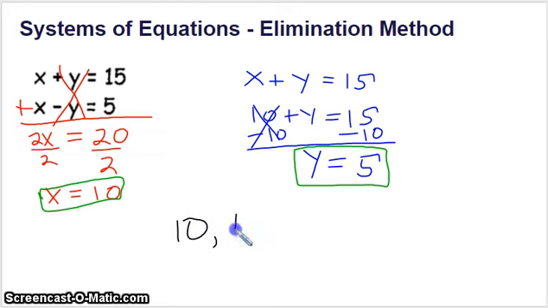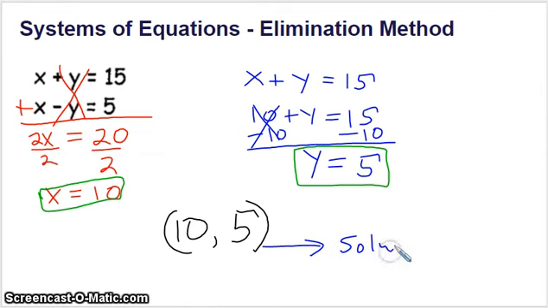10, 5. There it is. That is our solution. We just used the elimination method to do this. As you can see, in the graphing method, it worked out nicely to use graphing because they were already in slope-intercept form. We didn't have to manipulate the equations. If they were in slope-intercept form, graphing is a pretty easy way to do it, although it can be time-consuming.